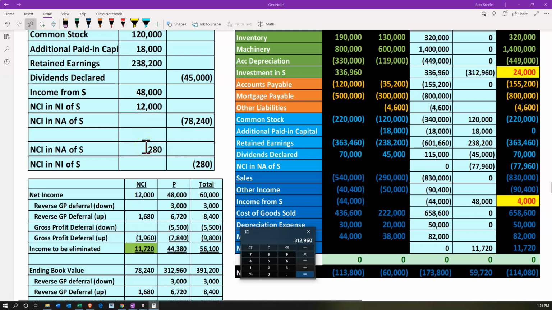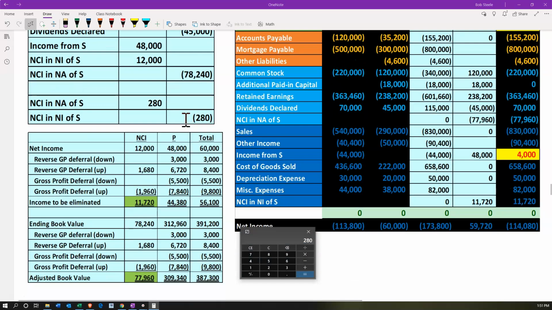I'm going to adjust it by the 280 to get it to that 11,720. So I'm going to say, all right, the 12,000 minus the 11,720 would be the 280. So we have a 12,000. This is a debit here, so we're going to credit that by the 280, and then the non-controlling interest here, 78,240. We want it to be 77,960. So I'm just going to say, all right, well then there's 78,240 minus the 77,960, and there's the 280.